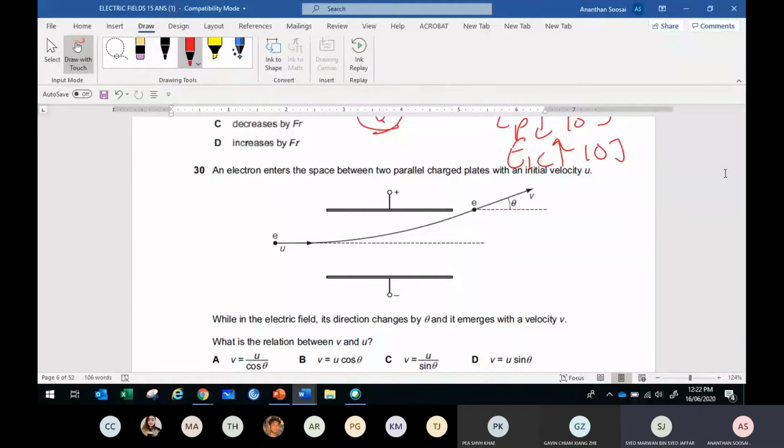What is the relation between V and U? You have to recall your projectile knowledge. What is the relation between V and U? V is the final velocity when it comes out from the parallel plate, and U is the initial velocity.